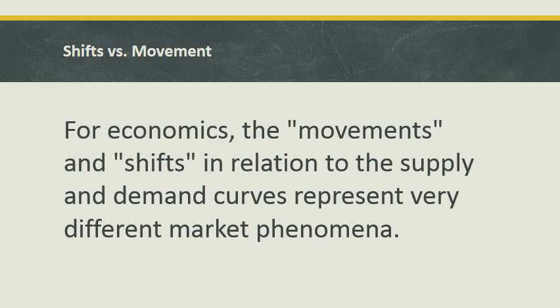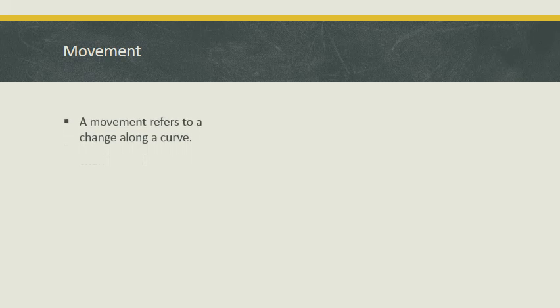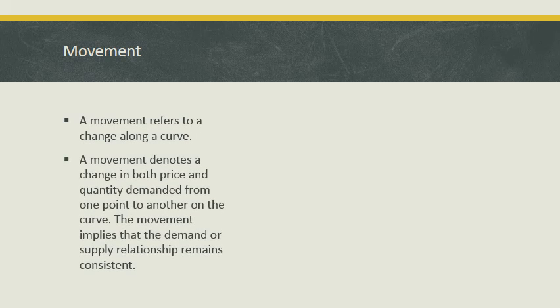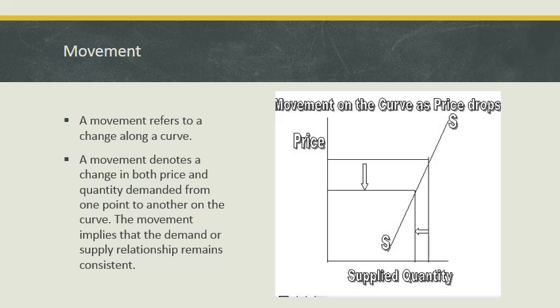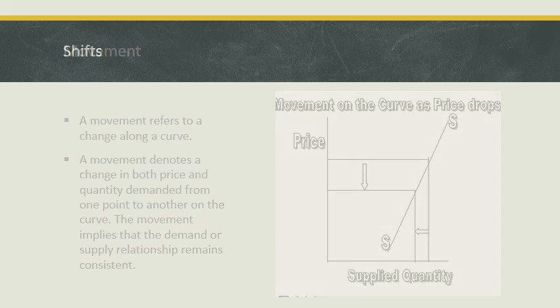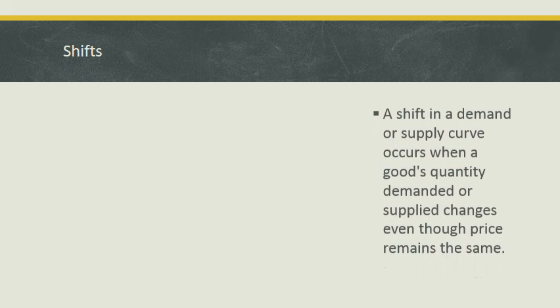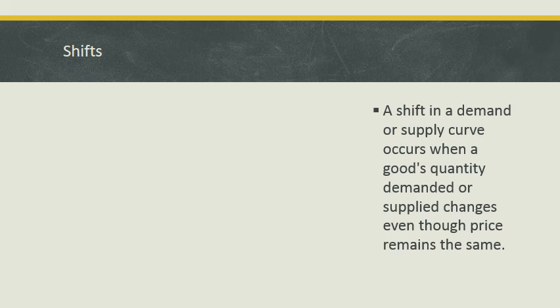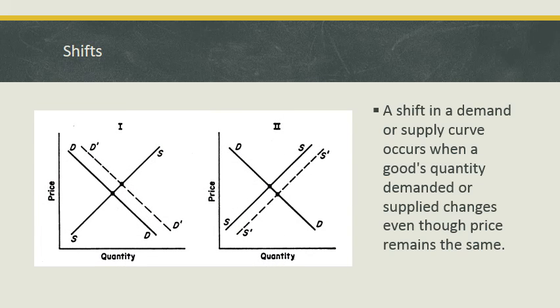For economics, the movements and shifts in relation to the supply and demand curves represent very different market phenomena. A movement refers to a change along a curve. A movement denotes a change in both price and quantity demanded from one point to another on the curve. The movement implies that the demand or supply relationship remains consistent. A shift in a demand or supply curve occurs when a good's quantity demanded or supplied changes even though the price remains the same.